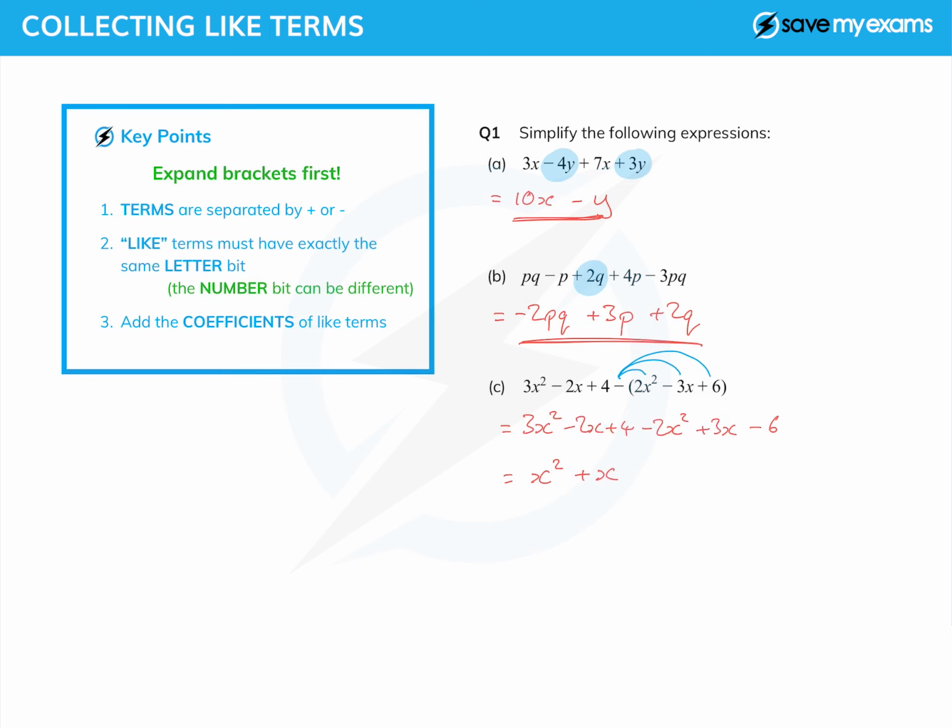And then finally, if I look at the number terms, now these don't have any letter bits at all, but they are just number terms, and they are like terms, therefore. And I've got plus 4 minus 6 is minus 2. And that is that. Very useful, this, when we're solving equations particularly.